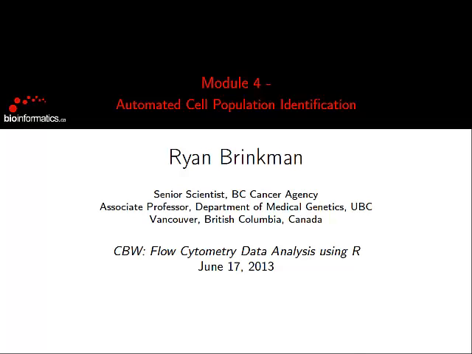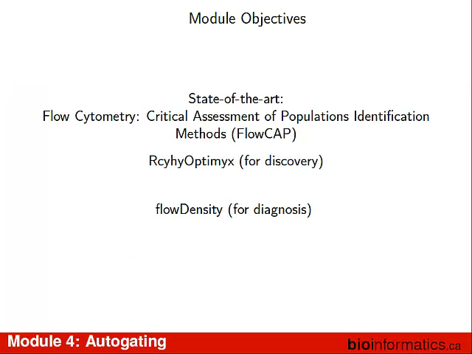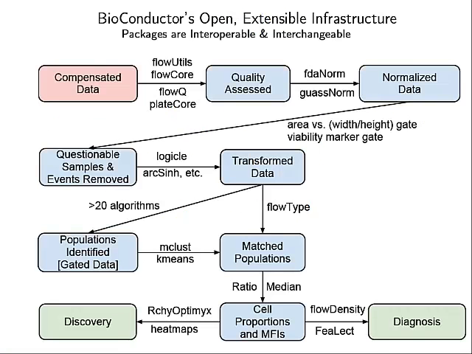All right. So here's where we go for the home run. In this section, I'm going to talk about the state of the art in terms of how to get rid of that problem of manual gating. Talking about the FlowCAP project, which is a lot of effort in trying to evaluate different methods. We're going to talk about two tools that we're going to be using a lot more today, Archaeopteryx and FlowDensity. Archaeopteryx, I think, is a fantastic tool for doing discovery, finding all the populations, and telling which one is the most important. And FlowDensity is a package for doing diagnosis, where you know what you want to find, but you don't want to have to find it by hand.